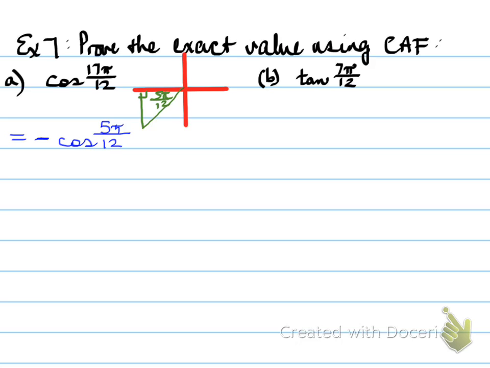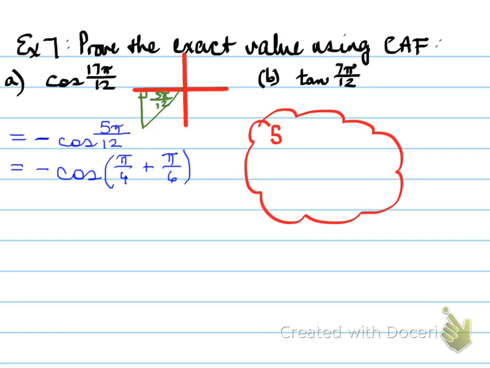How does that help us? Well, what is 5 pi over 12? It is equal to pi over 4 plus pi over 6. Why is that, you might be asking? One way to look at it is 5 pi can be broken up into 2 pi plus 3 pi. 2 pi over 12 is pi over 6.